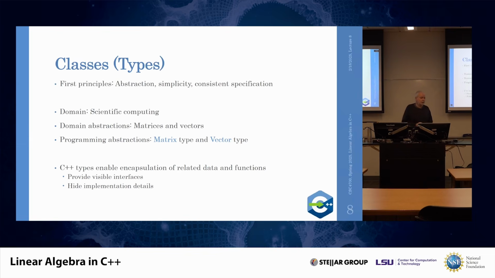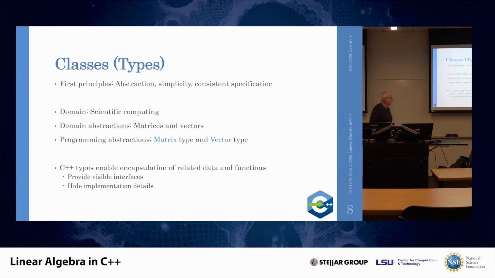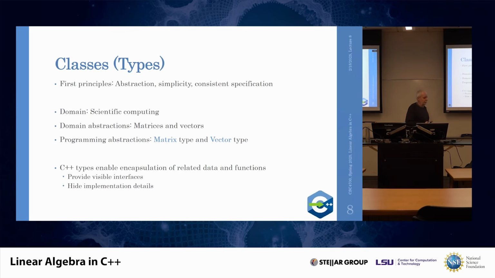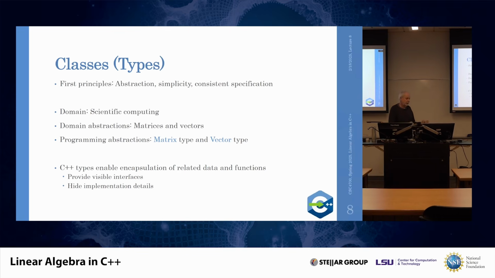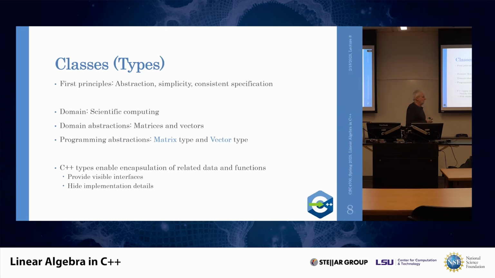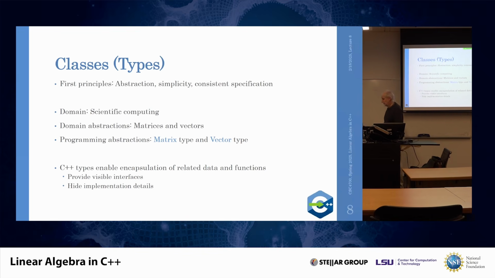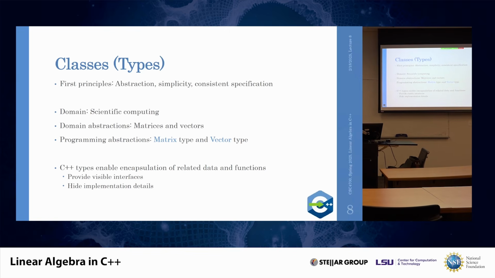And obviously in scientific computing, the domain abstractions are mostly matrices and vectors. So we create the programming abstractions, the matrix type and the vector type, that enable the encapsulation of the data, combine it with the functions we need, give us the interface we need, but hide all the implementation details. So a perfect example of building abstractions in C++, or in any object-oriented language, by the way.